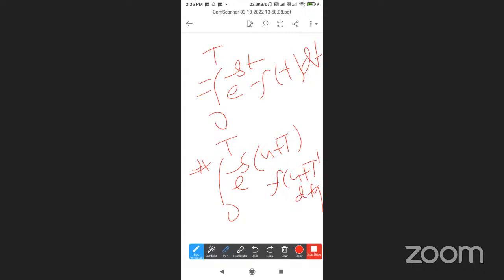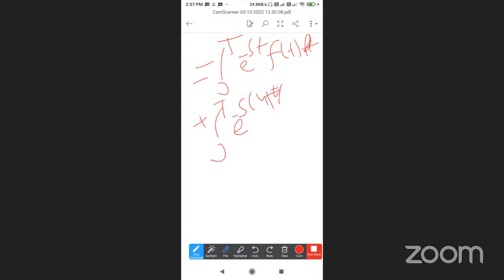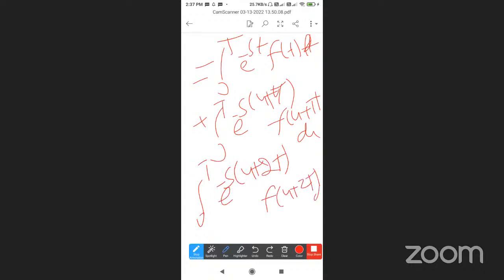Now apply it to the third integral. In the third integral also, 0 to T, e power of minus s into u plus 2T. See here: the first integral will be the same, 0 to T of e power of minus st into f of t dt. The second integral is 0 to T of e power of minus s into u plus capital T into f of u plus capital T into du. The third integral is 0 to T of e power of minus s into u plus 2T into f of u plus 2T into du.